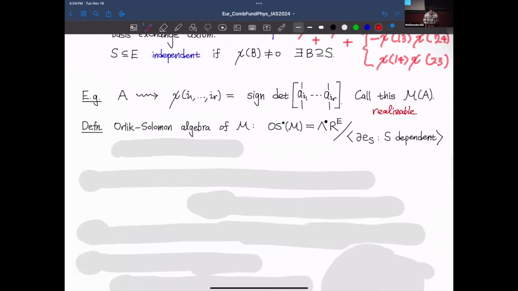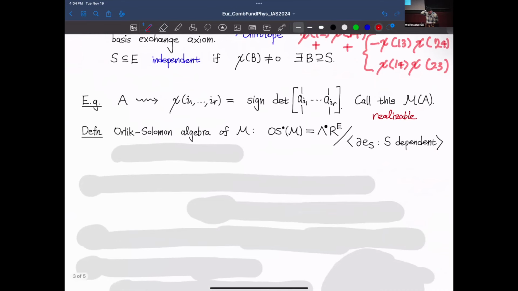So that's the Orlik-Solomon algebra. And often, actually, in our case also, it's useful to work with what's called the reduced Orlik-Solomon algebra, where you look at the kernel of this partial map on this Orlik-Solomon algebra as defined.